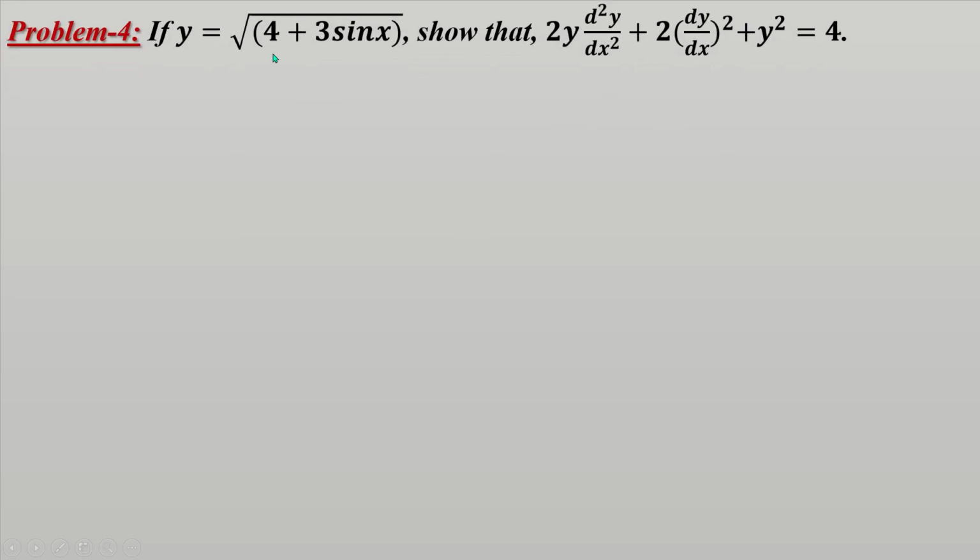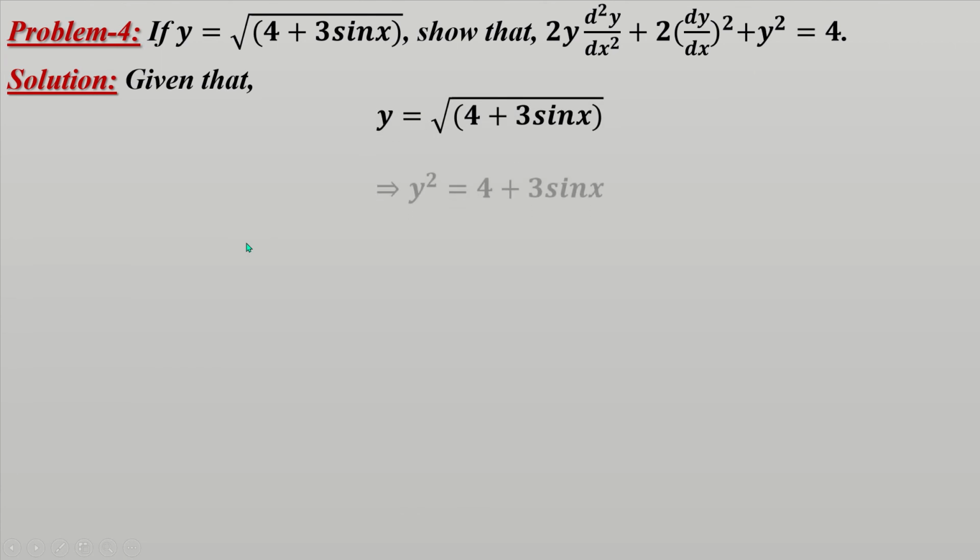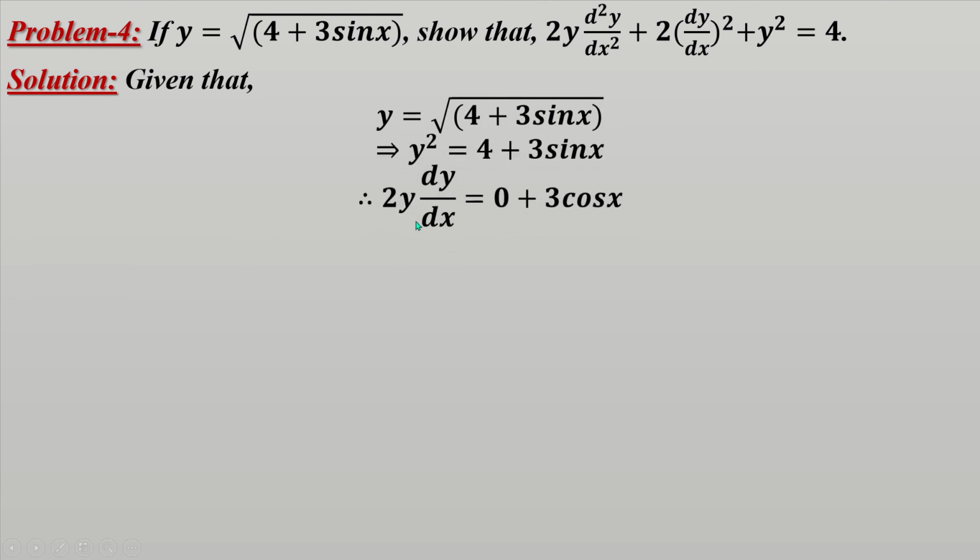Problem 4. If y is equal to square root of 4 plus 3 sine x, show that this equals 4. Given that, now squaring on both sides we will get this. Now differentiating this with respect to x, here will be 2y dy by dx, as this is y, so we have to differentiate again, and derivative of constant equals 0, and derivative of sine x means cos x.